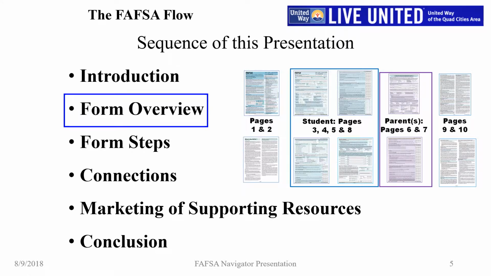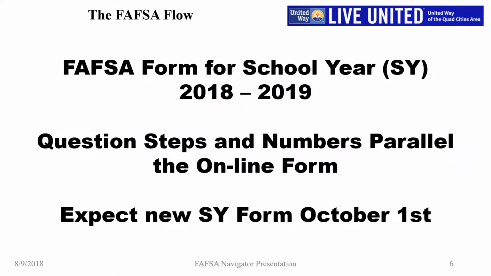Where are we going? A few notes to get us oriented. A FAFSA form is focused on a school year, or SY, and this orientation is using the form for 2018 and 2019. We will be viewing the paper form. The questions, steps, and numbers parallel the online form. We may expect a new school year's form on or about October 1st of each year from the U.S. Department of Education. There are 10 pages, but don't panic.